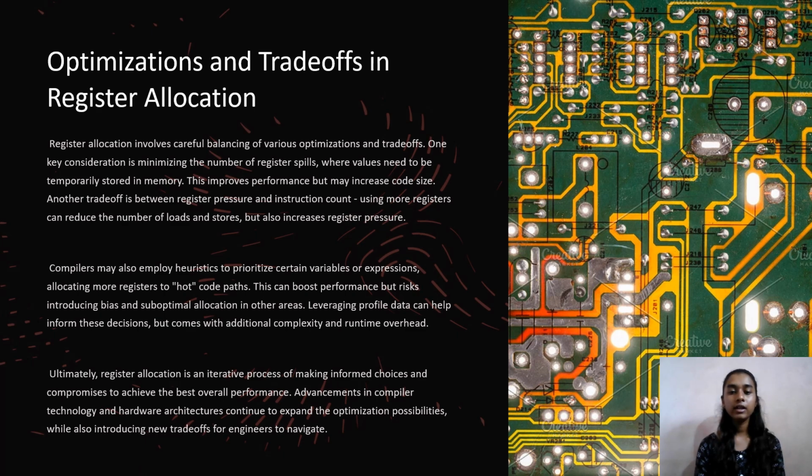Leveraging profile data can help inform these decisions but comes with additional complexity and runtime overhead. Ultimately, register allocation is an iterative process of making informed choices and compromises to achieve the best overall performance. Advancements in compiler technology and hardware architecture continue to expand the optimization possibilities while also introducing new trade-offs for engineers to navigate.